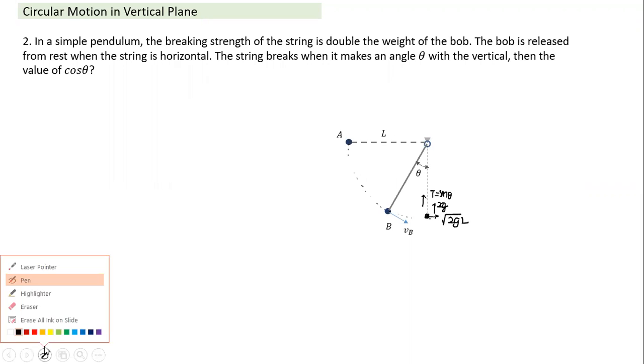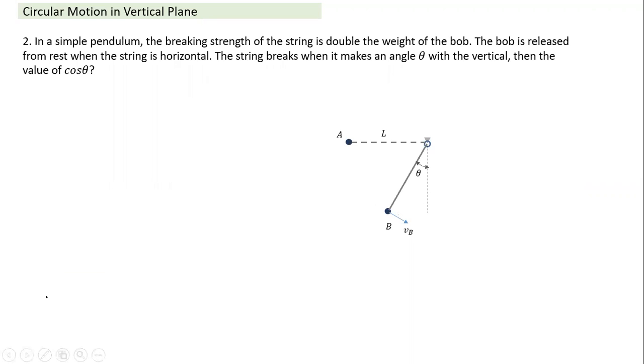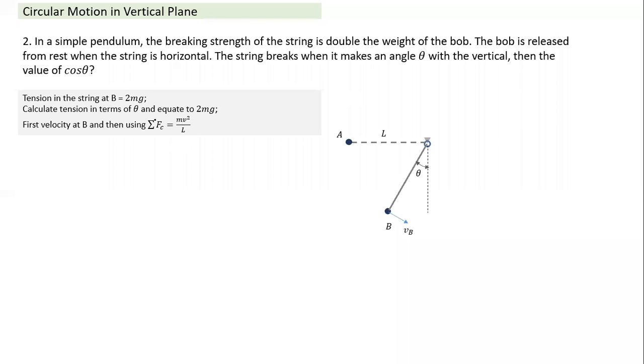How do we find it out? Let's do that quickly. Let's say the angle is theta. So we have to find the tension in the string. If B is the point where it breaks, this angular position here, at this point tension has to be equal to 2mg, then it will break. So we need to calculate tension in terms of theta.